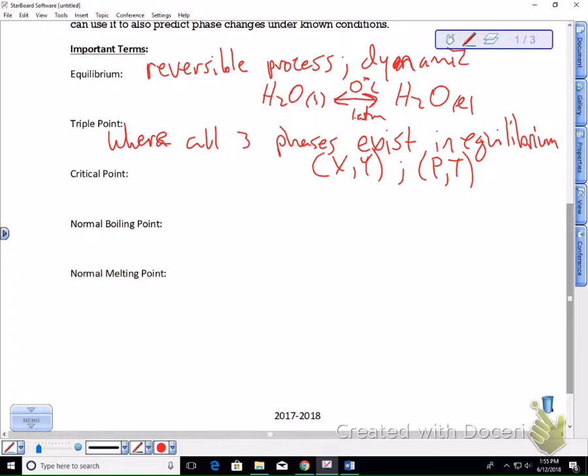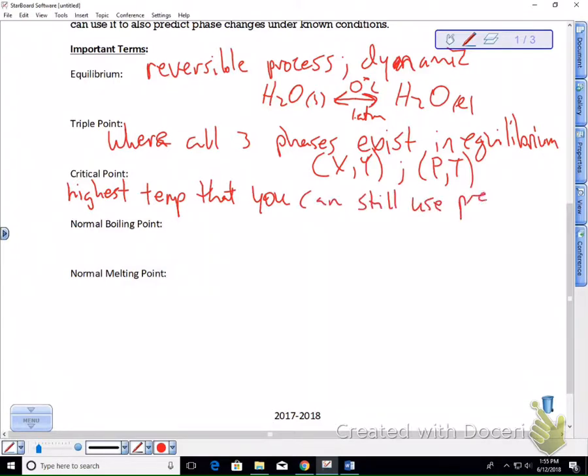The critical point is the highest temperature that you can still use pressure to liquefy a substance. I could have also defined critical point as the point beyond where a substance only exists in the gas phase.